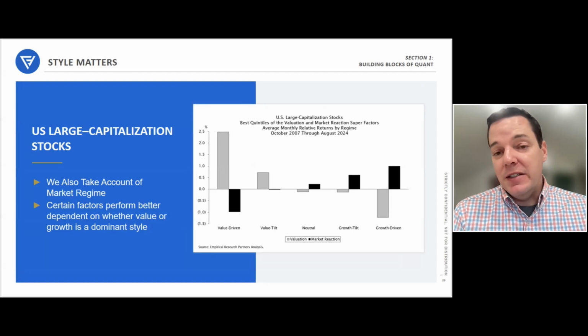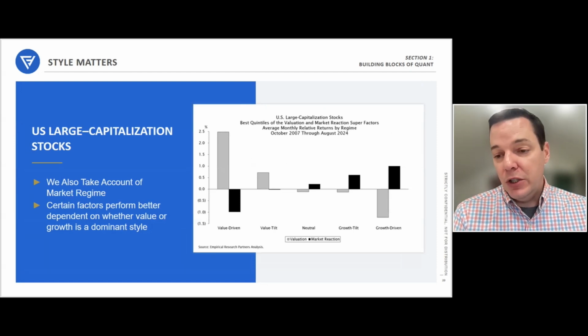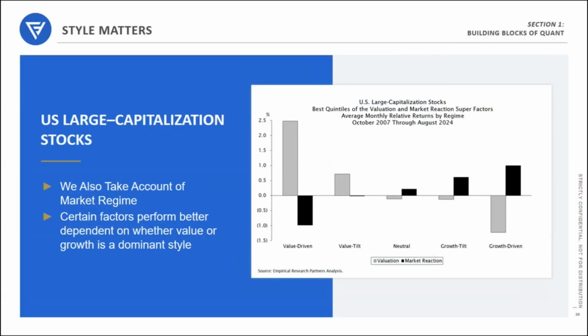So just to give you an example, ultimately, of how factor efficacy can change over time, the chart here off to the right on the deck looks at the returns of cheap stocks versus stocks that score well in our market reaction super factor, again, which has a lot of price momentum in it, depending on the regime setting that we're operating in. And so you can see the 5 settings of regime down at the bottom of the chart here. So we look at value-driven settings, value-tilted settings, neutral settings, growth-tilted, and growth-driven.